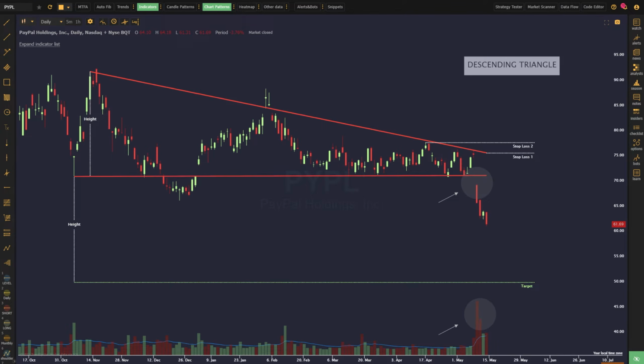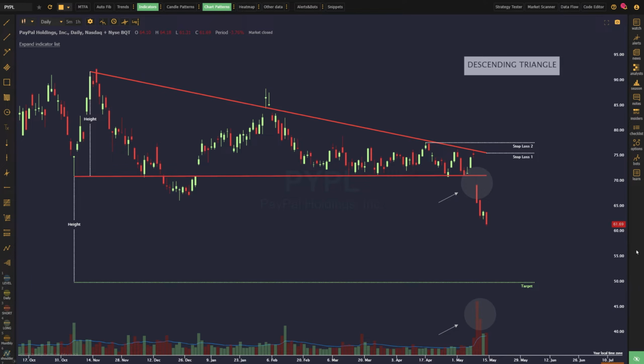Next up, descending triangles. Descending triangles feature a falling trend line connecting lower highs and a horizontal support line connecting equal lows. Typically, these form during a downtrend, signaling a potential continuation of the trend. Volume tends to decline as the pattern progresses, with a potential increase in volume upon the breakout.